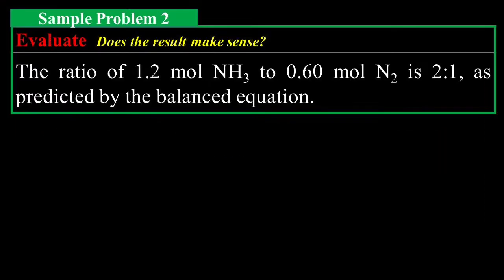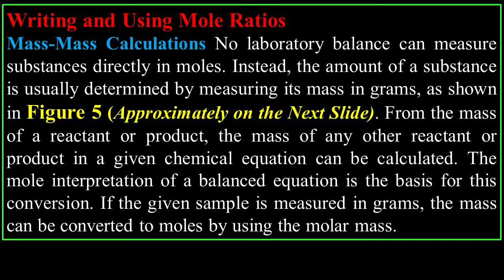So it's all in the ratios. You could set it up as a proportional relationship, and it would make just as much sense. That's exactly what you would do. The ratio of 1.2 moles of ammonia to 0.6 moles of nitrogen is 2 to 1, as predicted by the balanced equation, otherwise known as a stoichiometric equation.